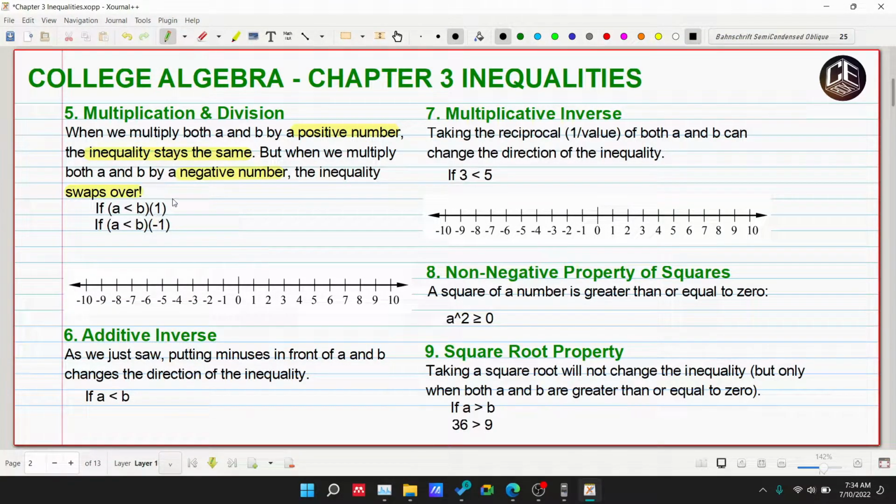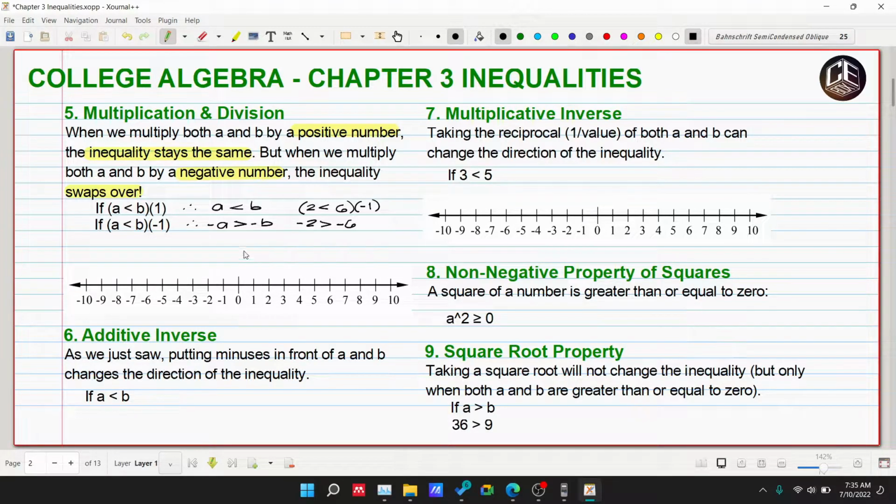So, try natin. Kapag nag-multiply tayo ng positive number dito, for example, positive 1, therefore, parehas pa rin. Ang A pa rin is magiging less than sa B. Pero, kung nag-multiply tayo ng negative 1, okay, magbabago. So, negative A will be greater than negative B. So, try natin. If A is 2 and B is 6, alam natin na 2 is less than 6. Pero, kapag minultiply natin yan ng negative 1, magiging to na negative 2 and negative 6. So, mag-swap yung ating inequality. Magiging greater than negative 6.